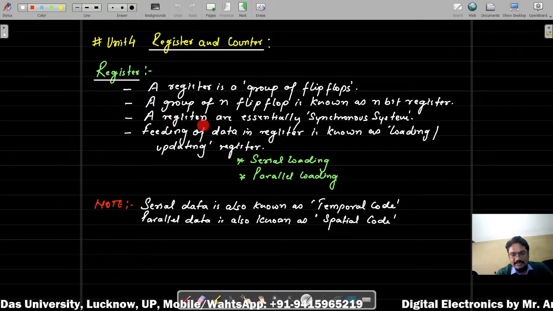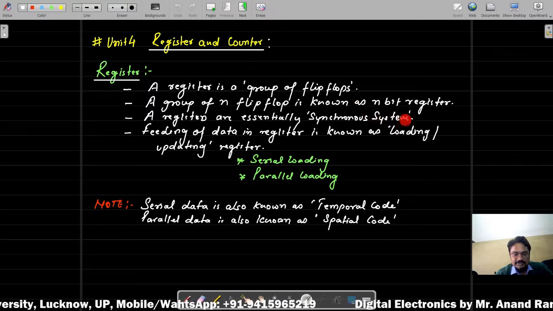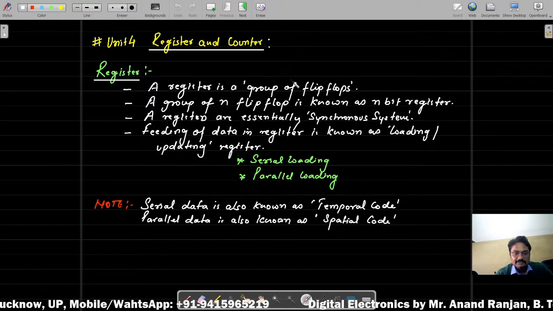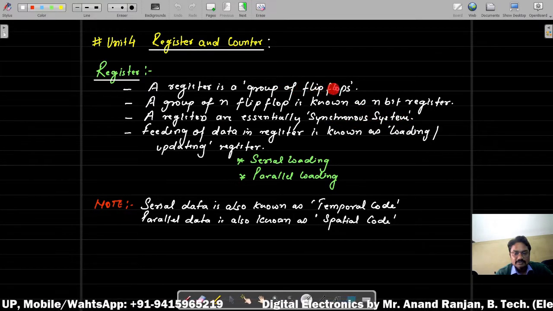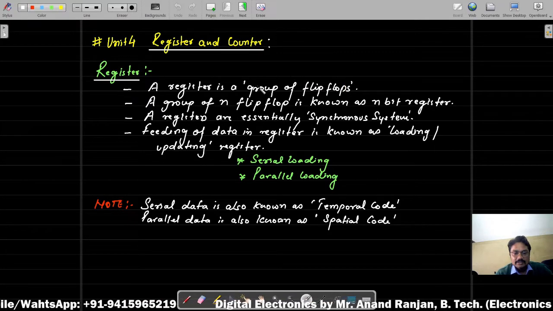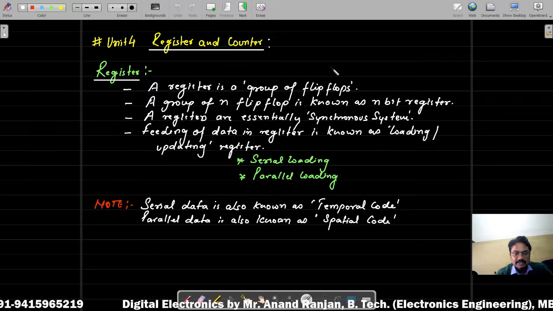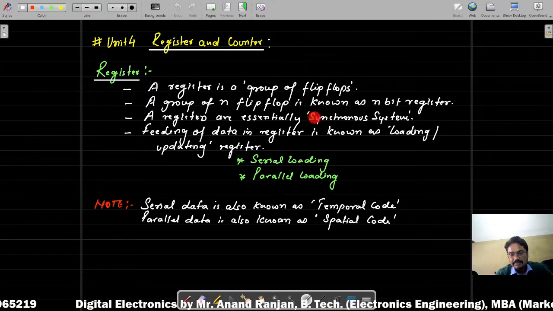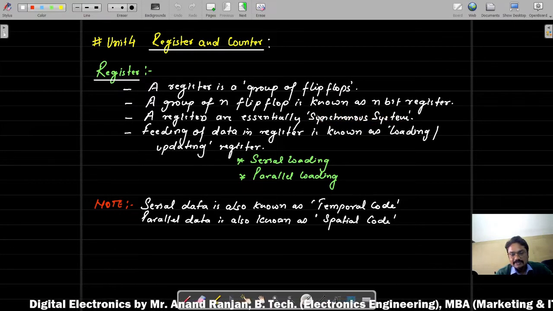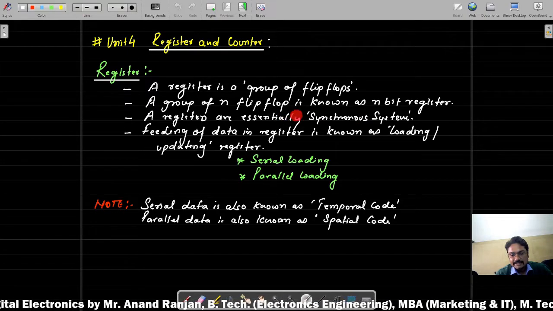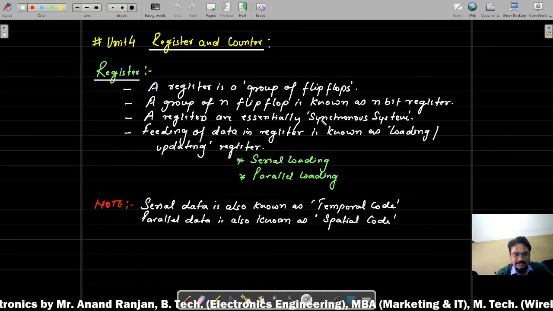Thirdly, registers are essentially a synchronous system. This is a very important point, because as we know, we use a group of flip-flops to construct a register. So all the flip-flops, which are connected either in cascade form or in another form, will be operated by a common clock pulse. That's why we call registers a synchronous system.